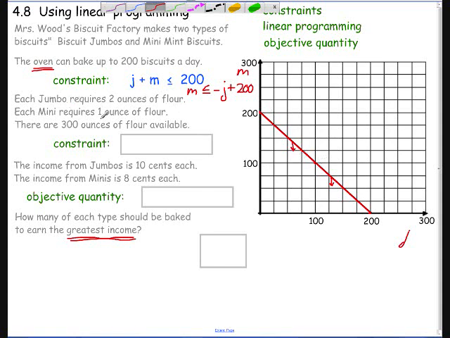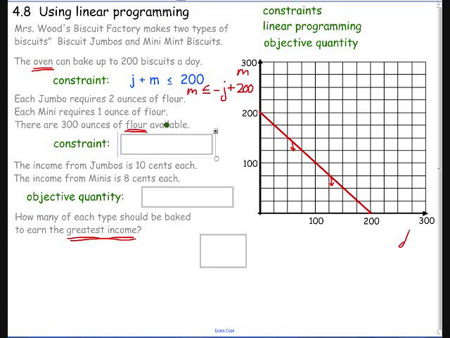We're coming up against another constraint, and this constraint is going to be flour. She only has 300 ounces of flour. Each jumbo that she bakes takes 2 ounces of flour. Each mini requires 1 ounce of flour. So what would my inequality look like? Well, it's going to be less than or equal to 300, isn't it?